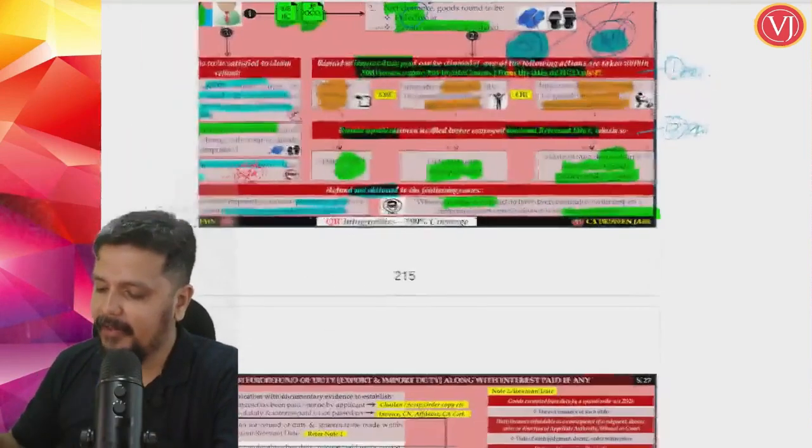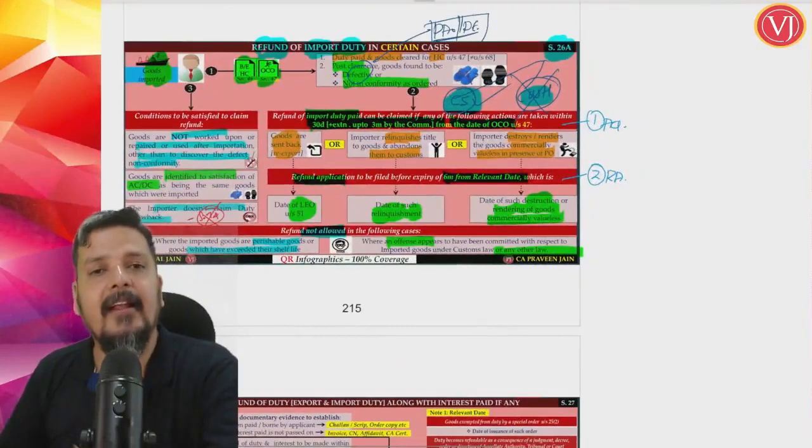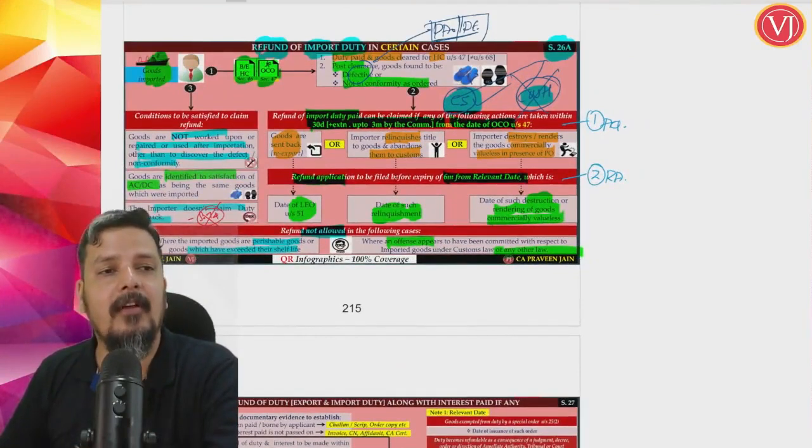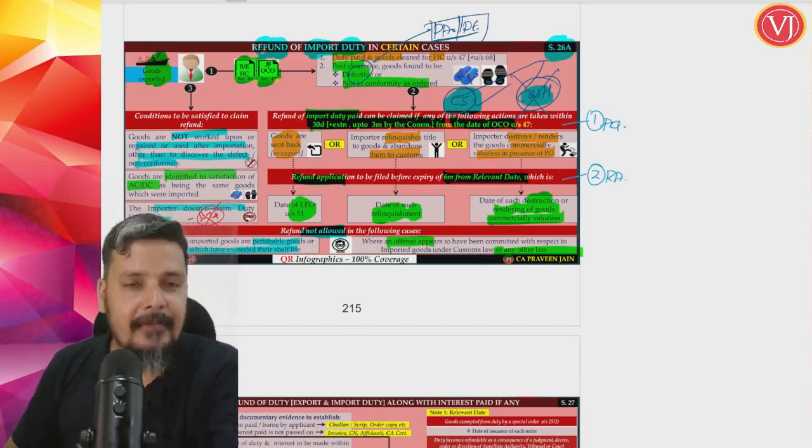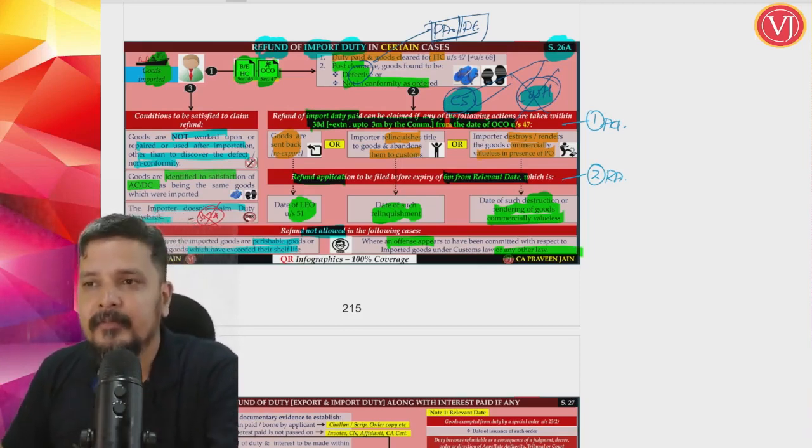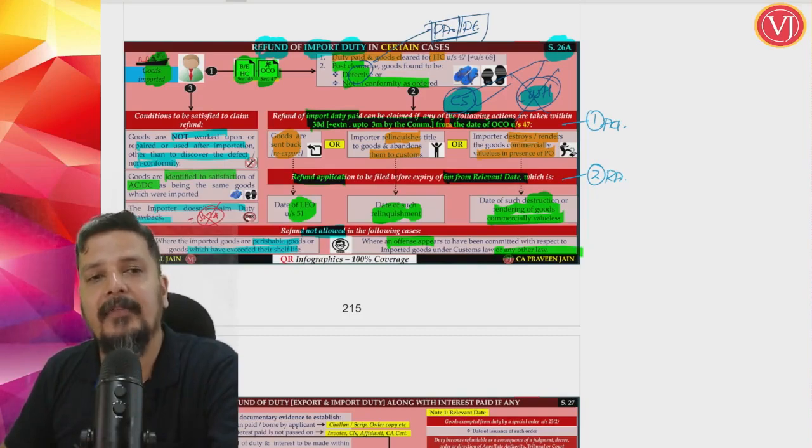So that is section 26A, where you're talking about refund of import duty in a special case. Now, what is that special case? You understood. Defective or not as per your order. You have cleared the goods, but you find the goods are defective or not as per your order.